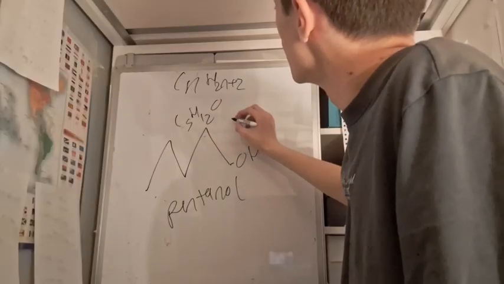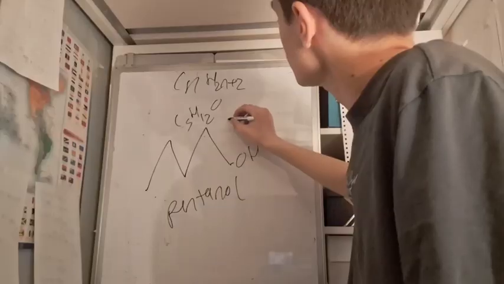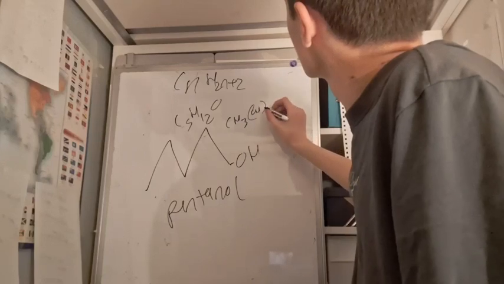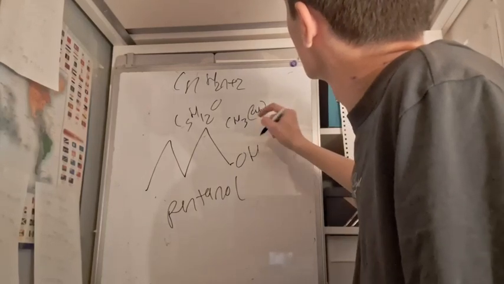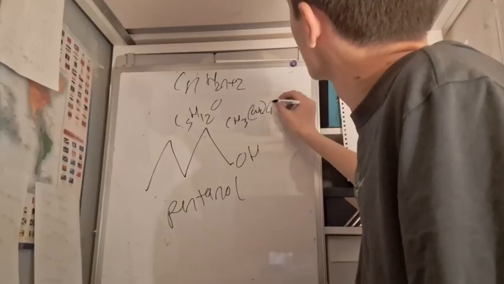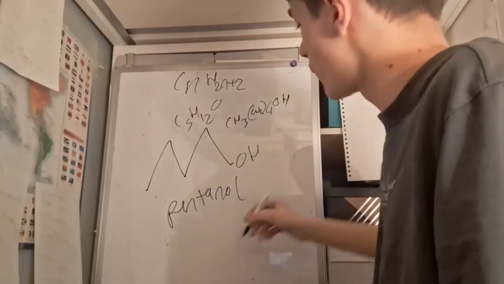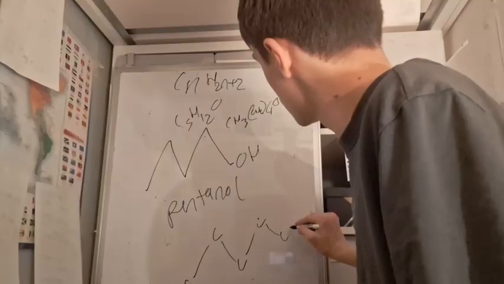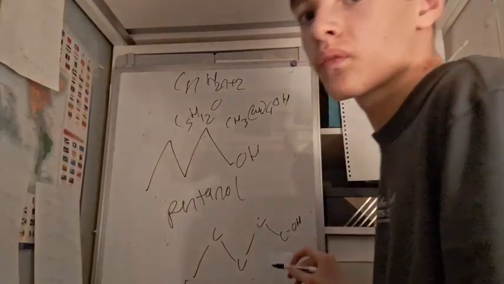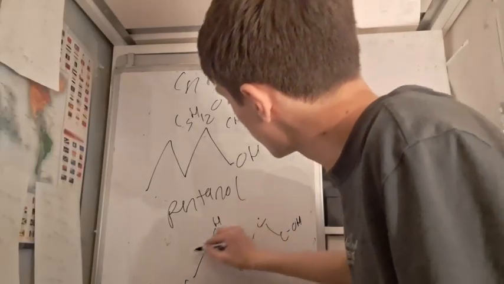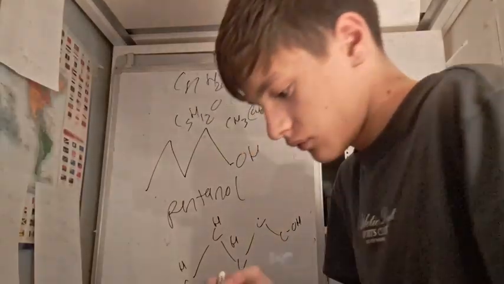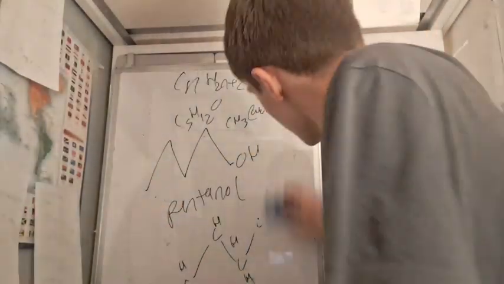C5H12O, or alternatively CH3, CH2, and it would be 4 times then an OH. The reason why it's 4 times is because you do it like this. C, C, C, C, OH. Don't know if you can see that, but I don't have much space. Actually, hold on. Redo it. Okay, so pentanol.